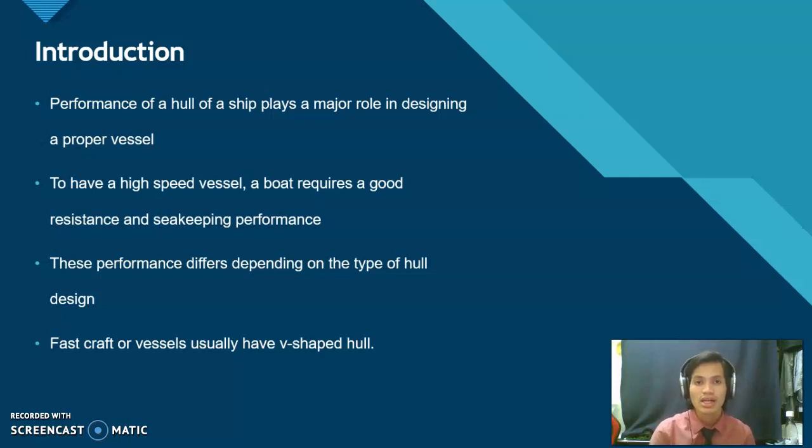To have a high-speed vessel or high-speed craft, this craft requires good resistance and seakeeping performance. The major part of this vessel that influences this performance is its hull. There are many types of hull nowadays. Each of these hulls has different performance depending on the design of the hull itself. Fast craft or vessels usually have a hull design that is shaped like a V.